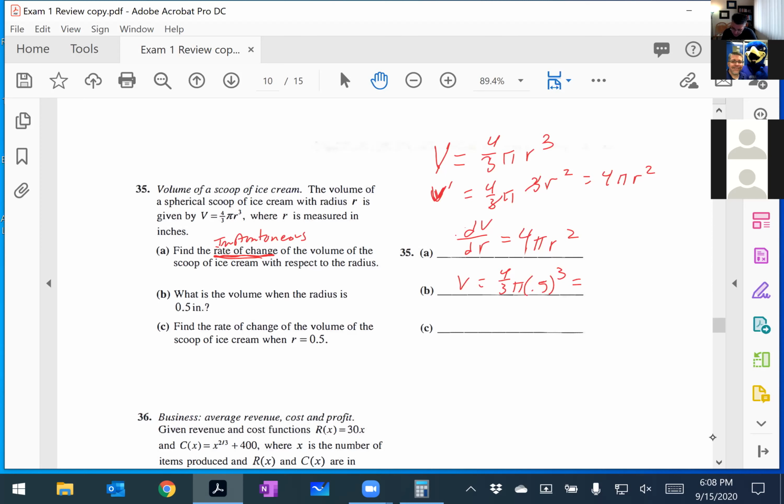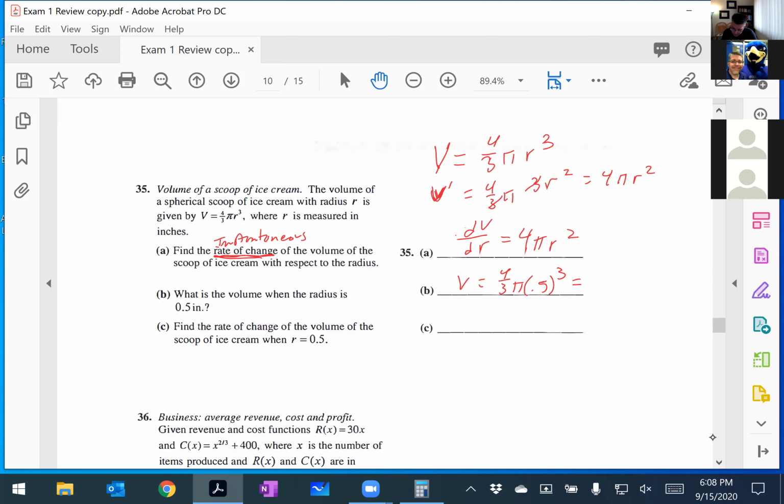Okay, volume of ice cream, is that what you're looking at? Okay, nice. Okay, volume. Volume of a scoop of ice cream.